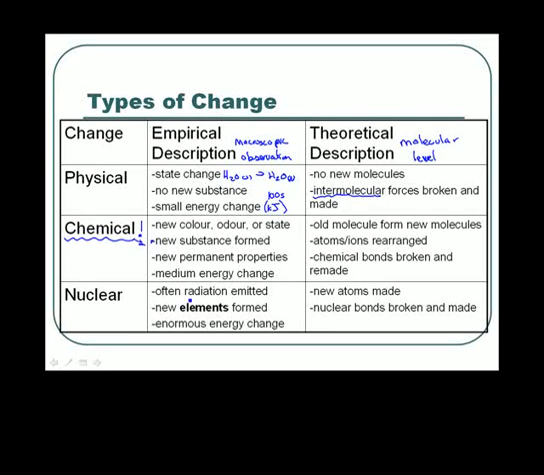In terms of energy change, it's a medium energy change. It's still measured in kilojoules, but it's usually in the thousands of kilojoules. So it takes a bit more energy, or involves a bit more energy change, than a physical change.